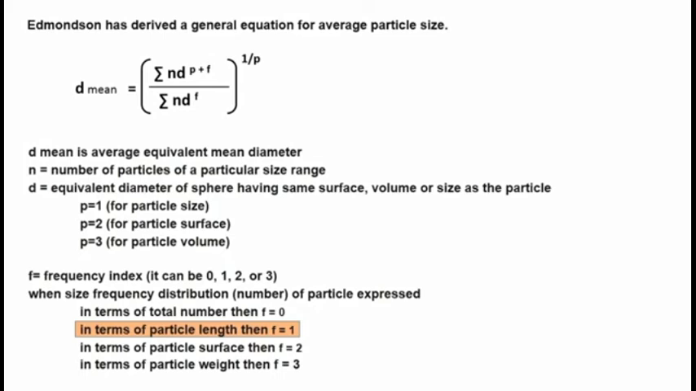Then next, eleventh, rotating drum method. Materials: dry powder, granulates, friable products. The size range is 0.5 to 10,000 microns. This method is suitable to determine the distribution of particles of respirable or inhalable size.